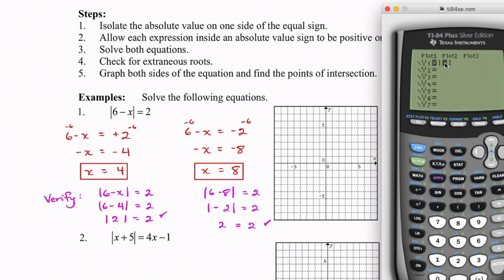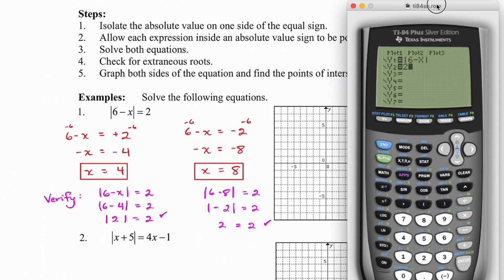But we'll click that, and then it'll put in an absolute value sign. And then we just have to put in 6 minus an x into there. Okay, and then we can scroll down to our y2, and we're just going to put in 2. And then once we have those, we can click graph, and it will graph it for us.